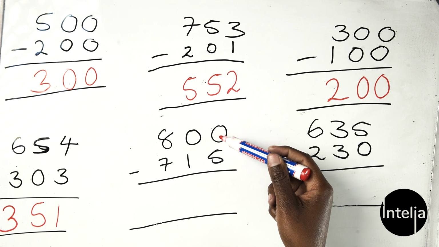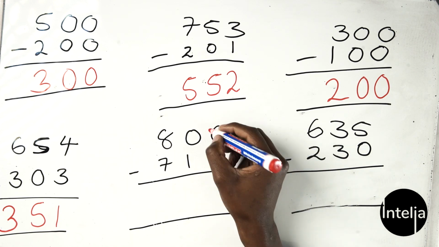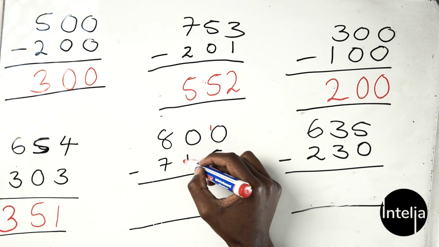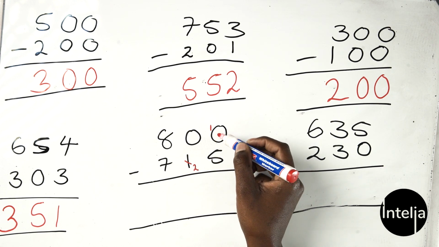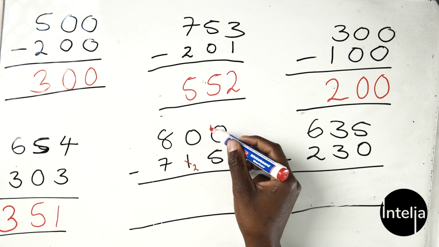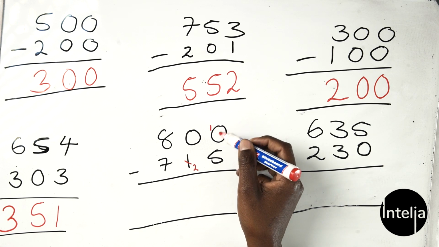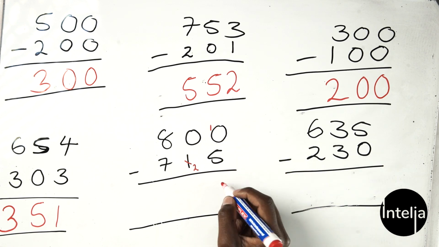0 minus 5. You can't subtract a 0 from 5. So we add a 1 here and then we give another 1 here. Then it becomes a 2. So 10 minus 5, since we add a 10 here, so it's now 10. You say 10 minus 5, that's 5.